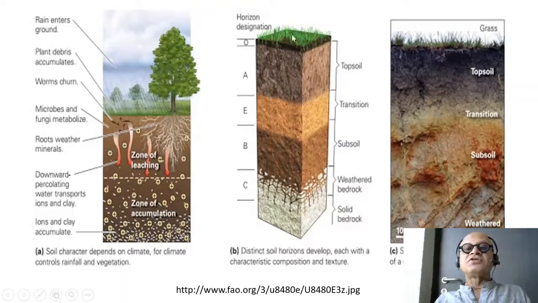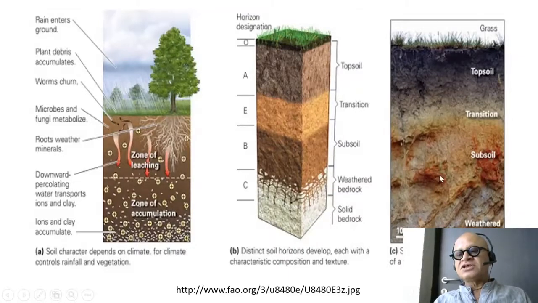So the horizontal designation is up here. So you typically have topsoil, transition, subsoil, weathered bedrock, and solid bedrock. So there is that interface which is getting weathered, often by, you can see the roots in here. Okay, so there is constant production of inorganic carbon, typically minerals and so on.